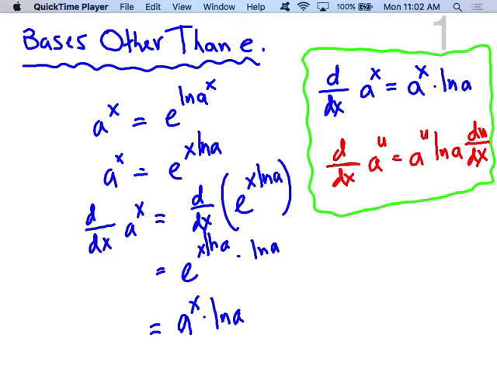How are we doing so far? Little refresher. Let's suppose I have log base a of x. Do you remember change of base form?